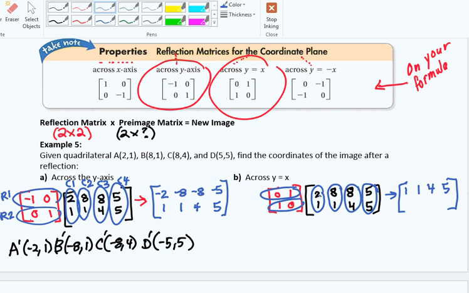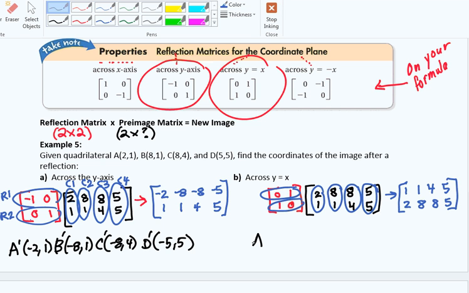Row 2 would be 1 times 2 and 0 times 1, that's just 2. 1 times 8 is 8, 0 times 1 is 0, so I just get 8. 1 times 8 is 8, 0 times 4 is 0. 1 times 5 is 5, 0 times 5 is 0, so I just end up with that 5.